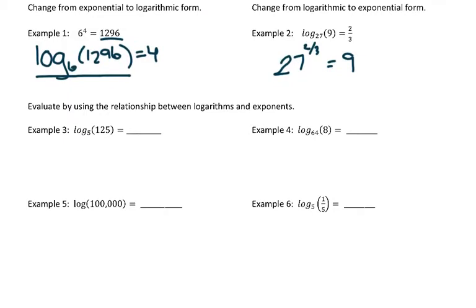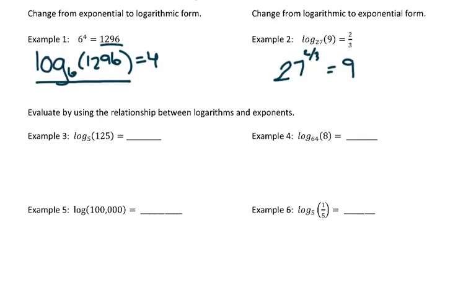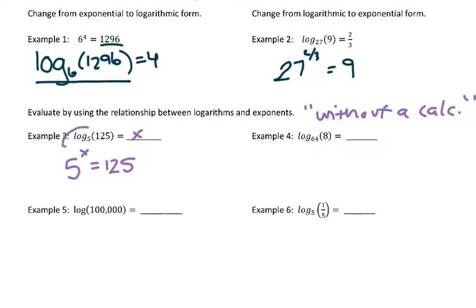Alright, the next one wants you to evaluate by using the relationship between logarithms and exponents. So for instance, instead of typing this into your calculator, you are going to be asked to say, okay, well, we're saying it's 5 as its base, to what power equals 125? So this is kind of the idea of without a calculator. So they're saying without a calculator, how could you do this log?